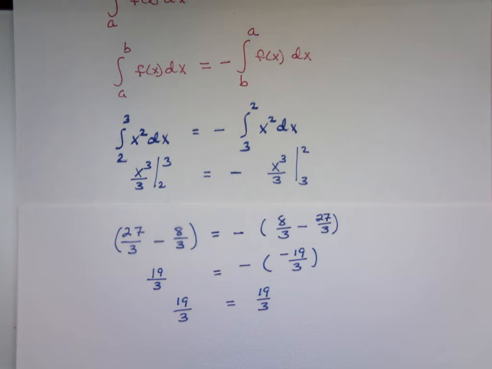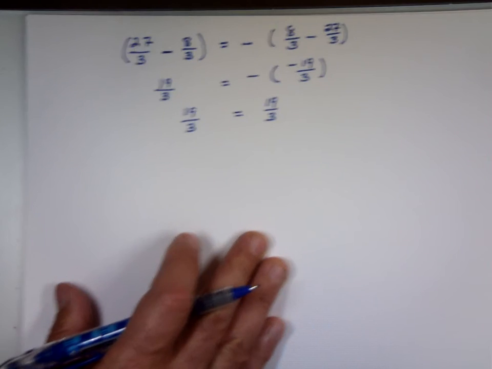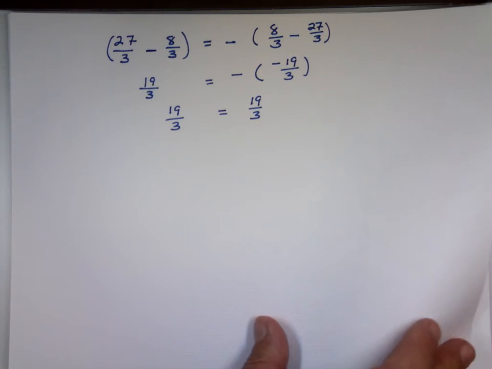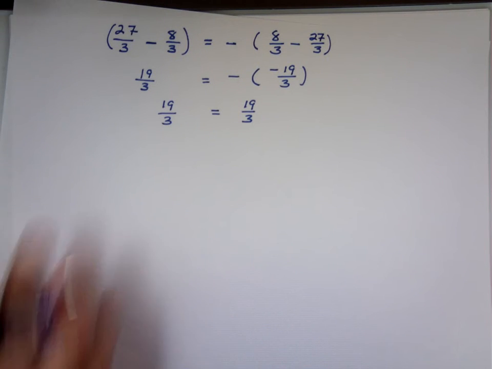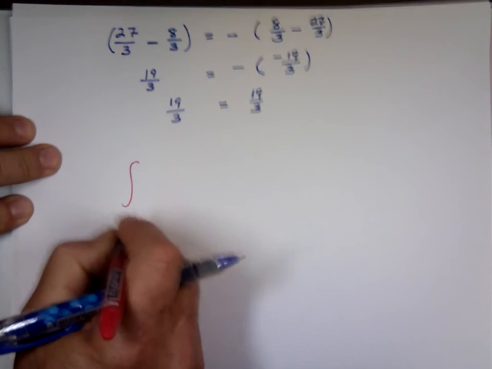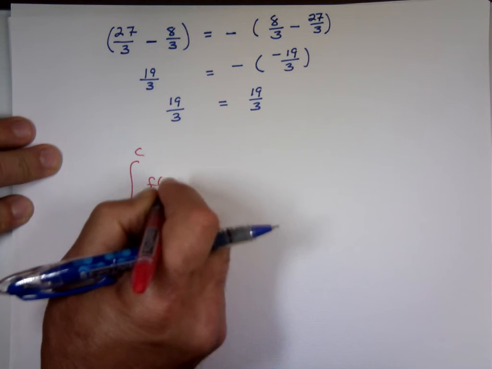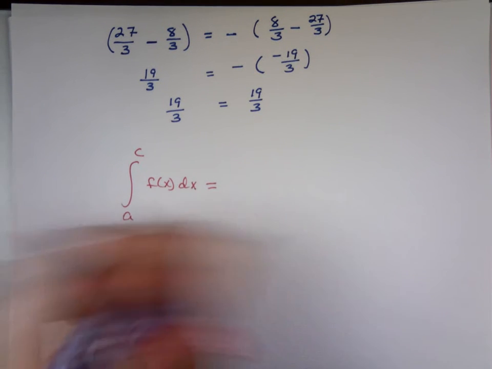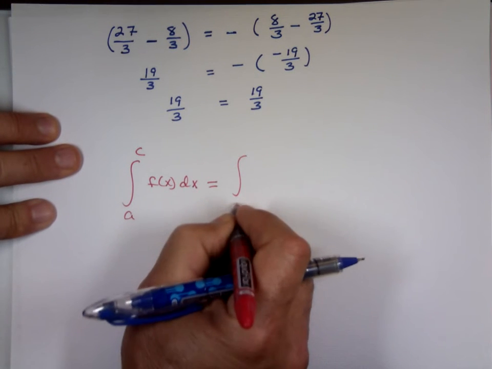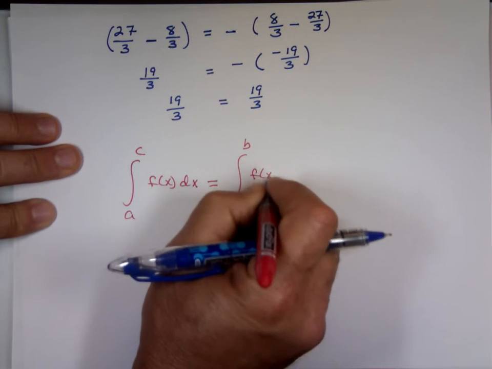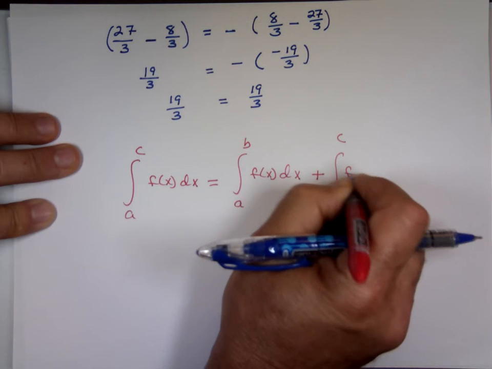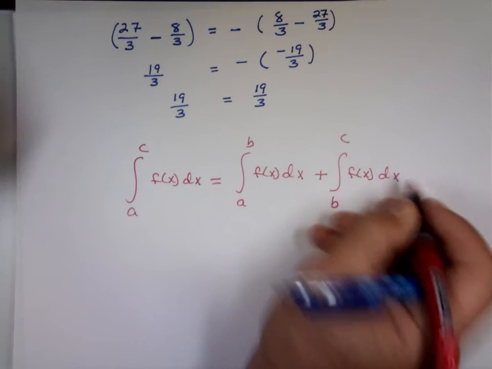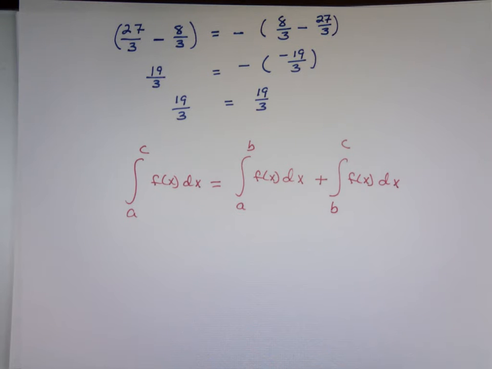The other one I write here, if you want to integrate, I'll put this rule up there, from a to c, f of x dx. Sometimes you have two functions to use there. You can break it down from a to b, f of x dx, plus from b to c of f of x dx. That rule is available there too.